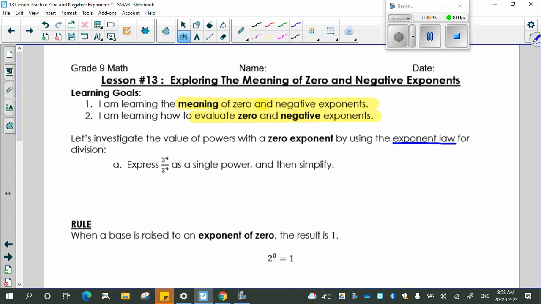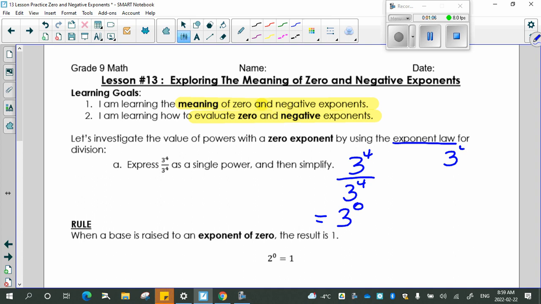So if you had 3 to the 4th divided by 3 to the power of 4, I know we're reaching back like a full week, but what's the rule for dividing powers with the same base? You don't divide the exponents, you subtract the exponents. So you keep the base the same and subtract the exponents. 4 minus 4 is 0. Does everyone see that? So we know if we use the rule, we get 3 to the 0.